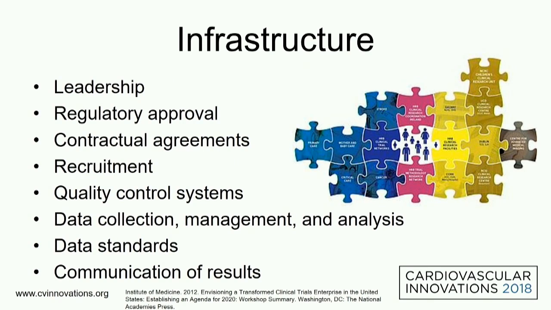So now let's get on to the infrastructure in the last 5 minutes. These are the main components that I think are essential in order to do any type of clinical research wherever you are. And then I'll give you an example how I use them in my institution. You're going to need leadership, regulatory approval, contractual agreements, recruitment, quality control systems, data collection, management and analysis, data standards, and communication of results.